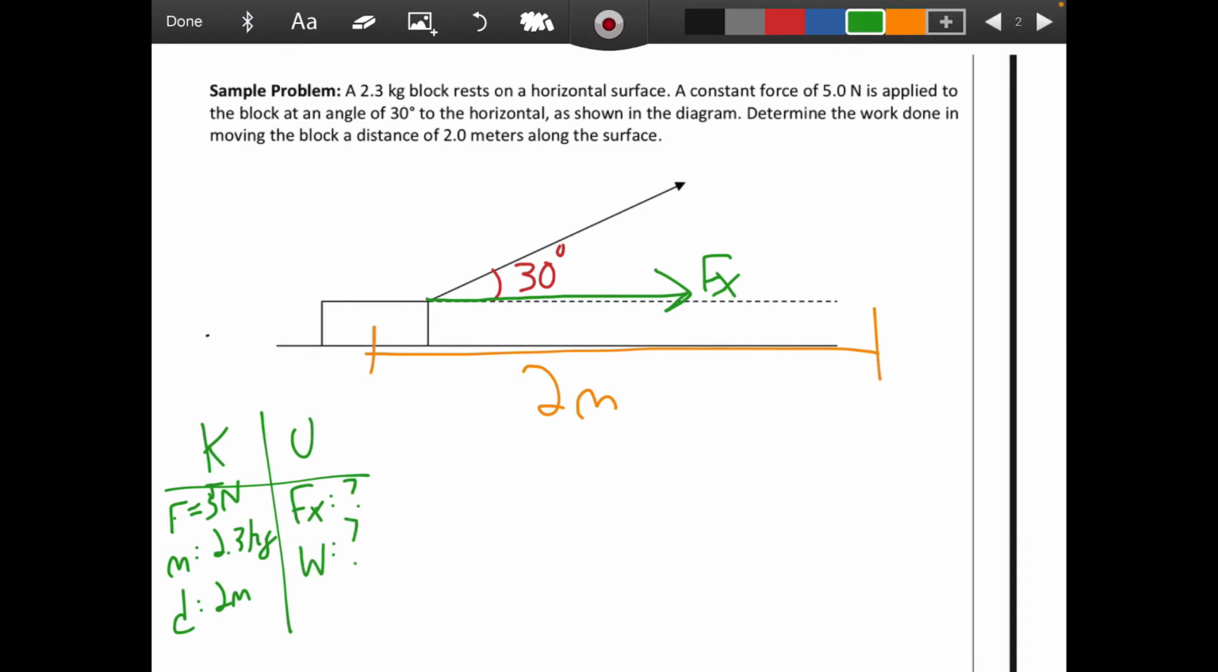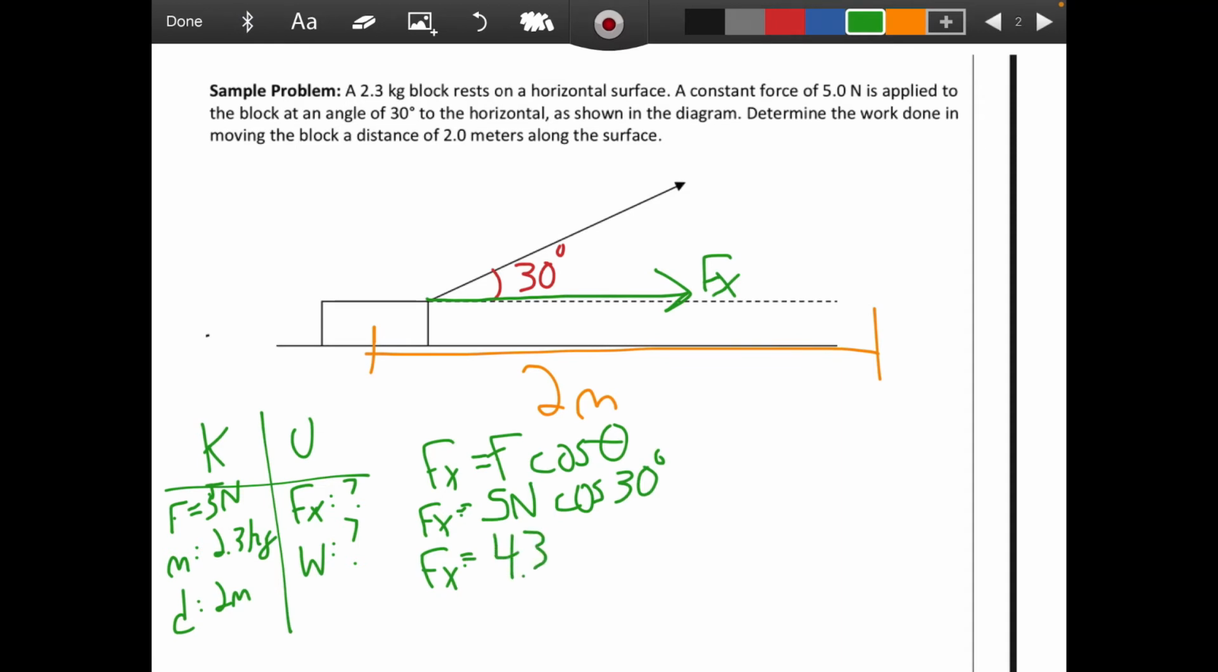First, I'm going to find that x component of the force. So Fx equals F times the cosine of theta. So Fx equals 5 newtons times the cosine of 30 degrees. Make sure you don't forget that little degree symbol, since that is a unit. When I multiply that out, I should get an x component of the force of 4.3 newtons. So I can go up to the diagram and label that.